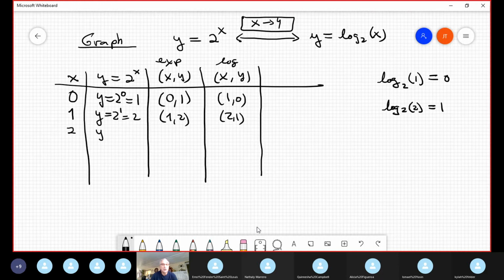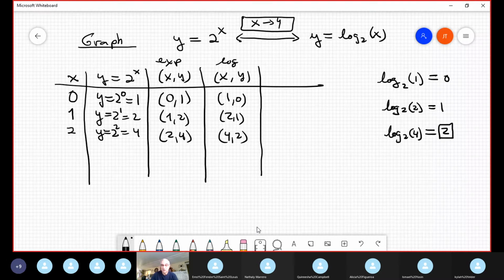Suppose x is 2. y is equal to 2 to the second power, which is 4. The point is (2, 4). And this is (4, 2), because I know the logarithm base 2 of 4 is 2. Remember one more time, the logarithm gives me what exponent is necessary to raise 2 to in order to get 4. So 2 to the second power. So this statement translates to the other language like that. Then we continue with 3, 4, 5.